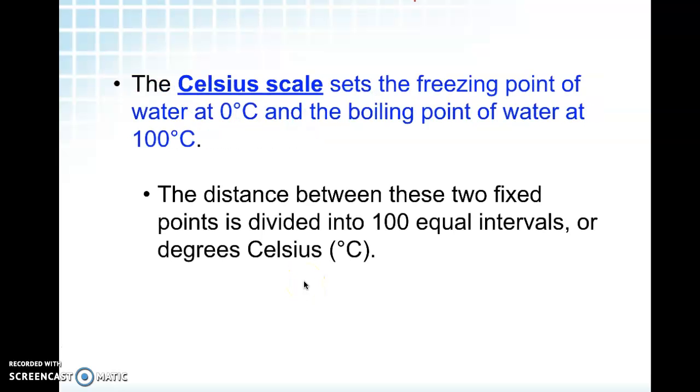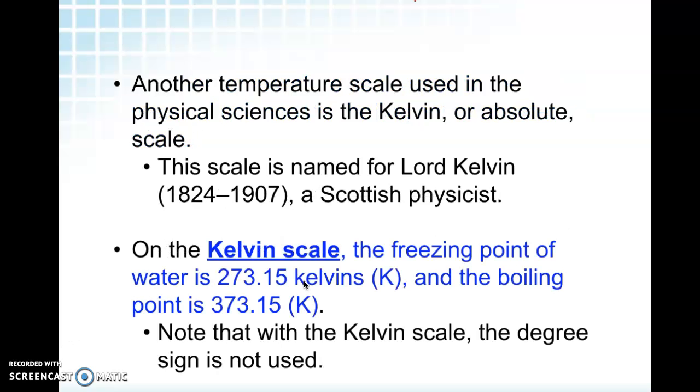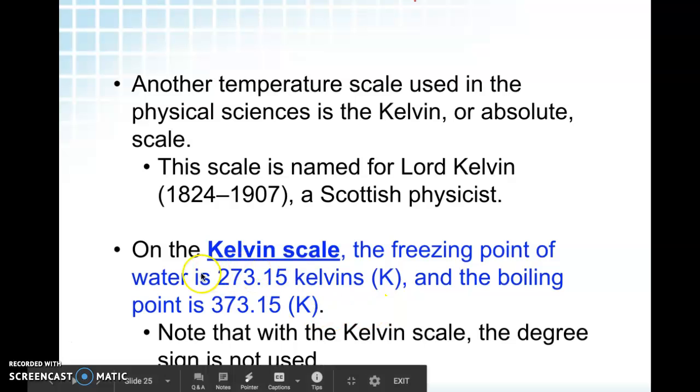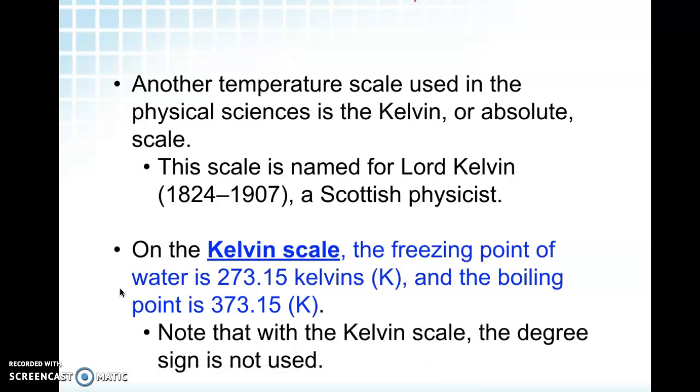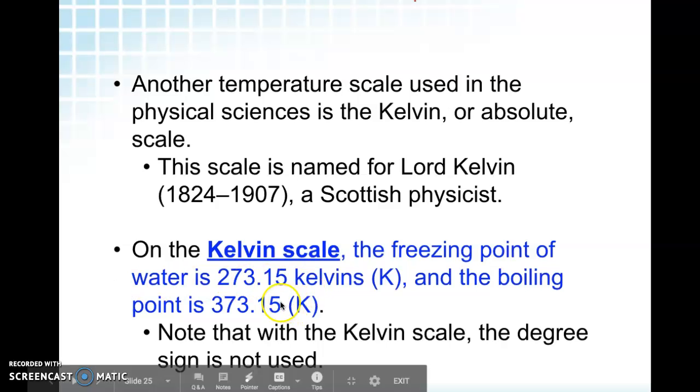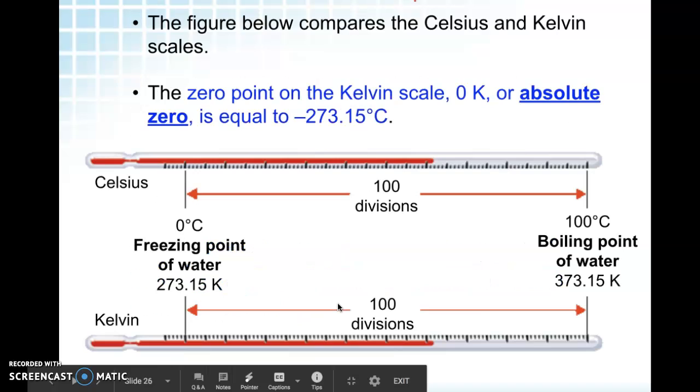The Celsius scale sets the freezing point of water at 0 degrees Celsius and the boiling point of water at 100 degrees Celsius. On the Kelvin scale, the freezing point of water is 273.15 Kelvin, and the boiling point is 373.15 Kelvin. Now with Kelvin, we just say Kelvin. We don't say degrees Kelvin, okay? Just a minor point right there. It's just capital K to represent that scale.